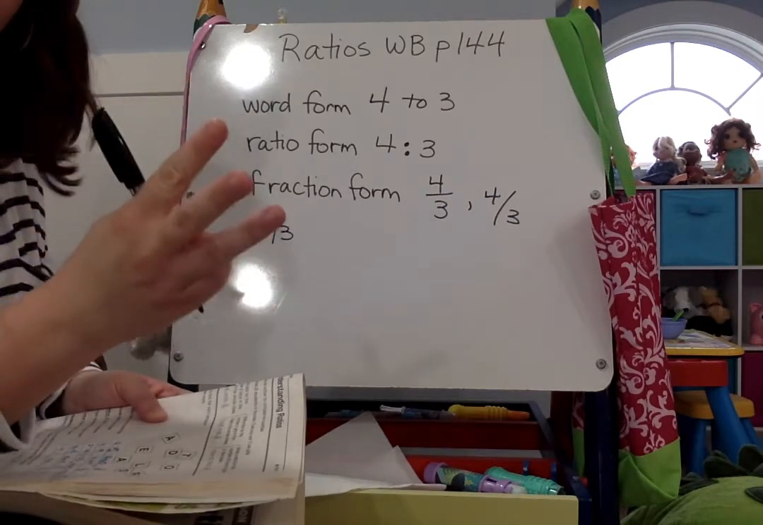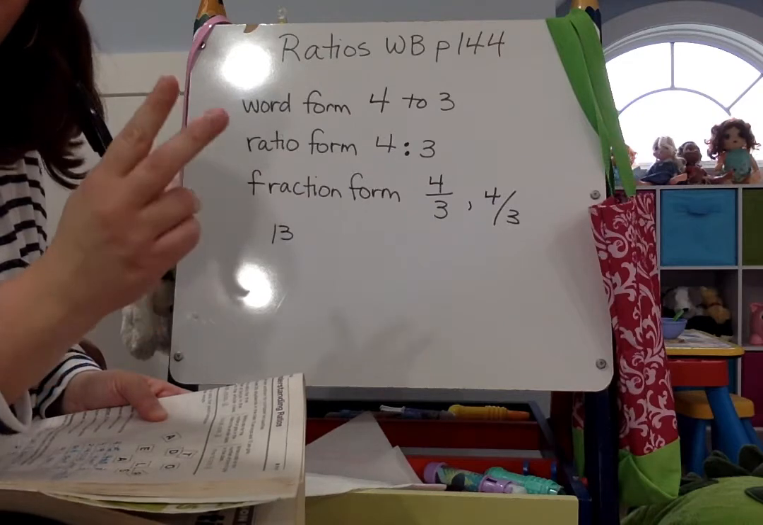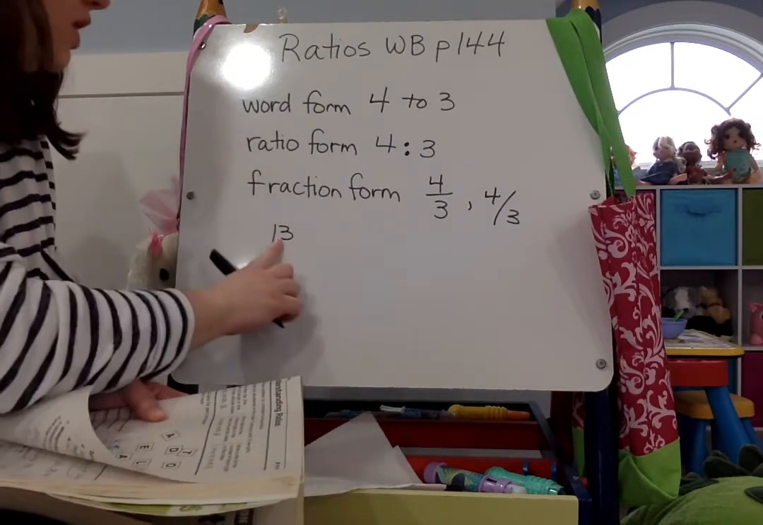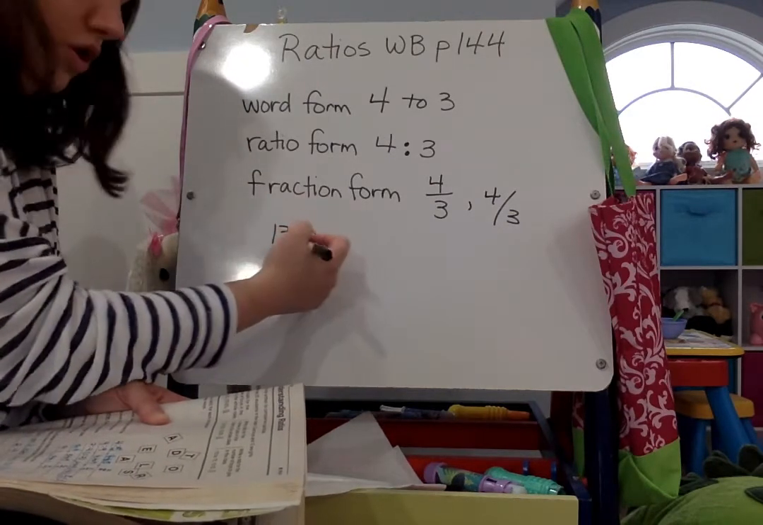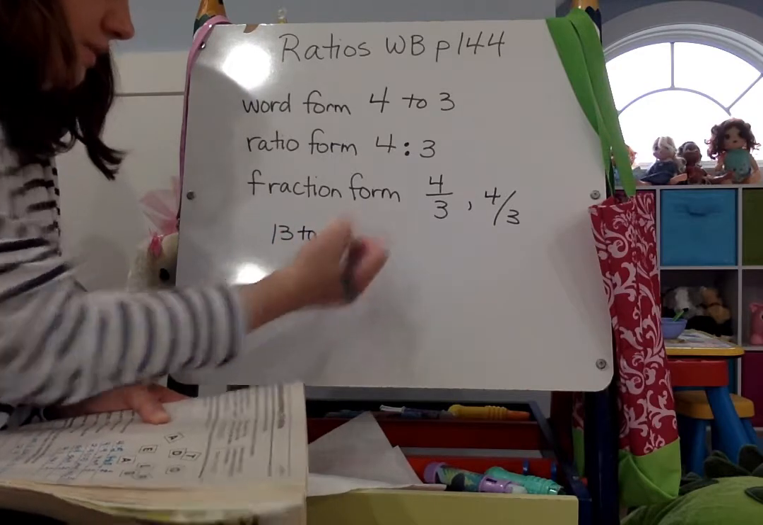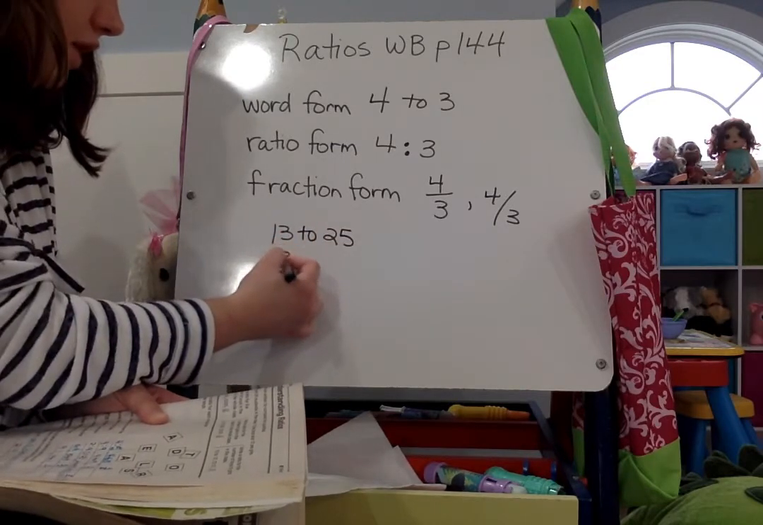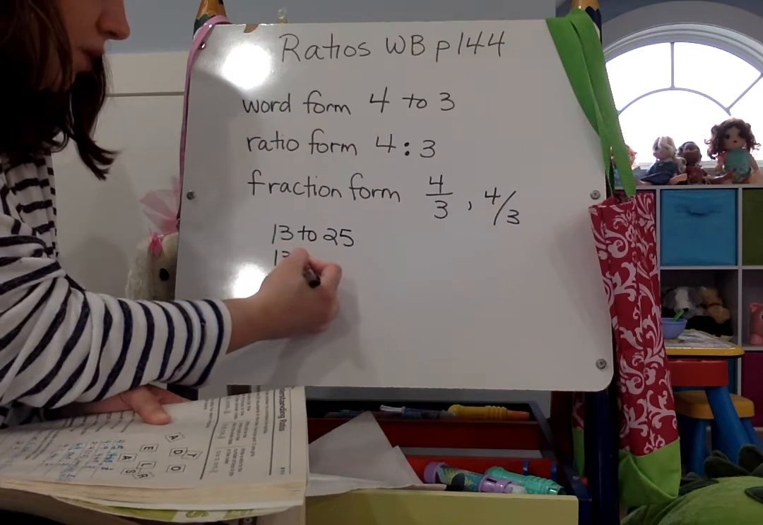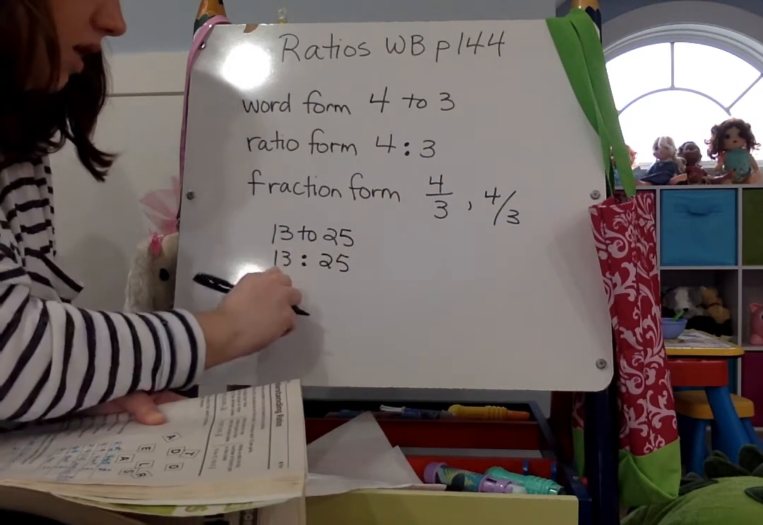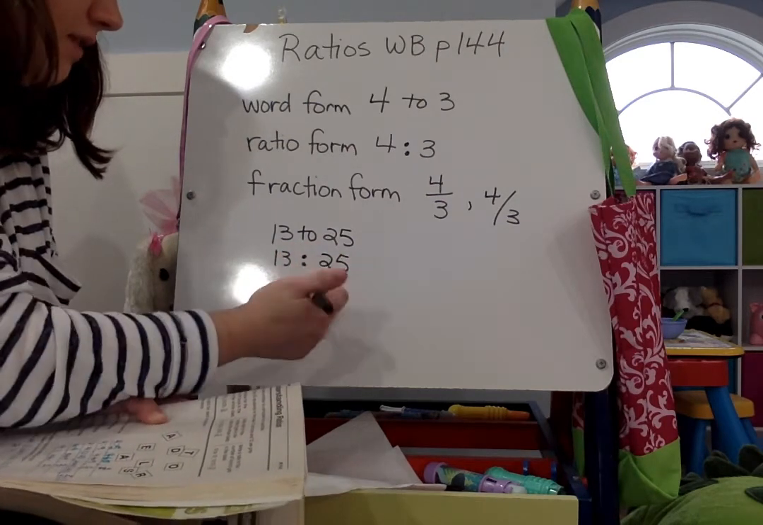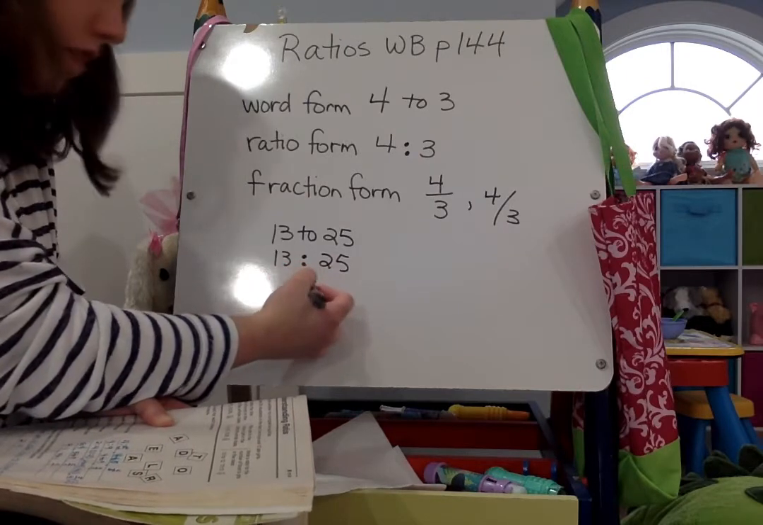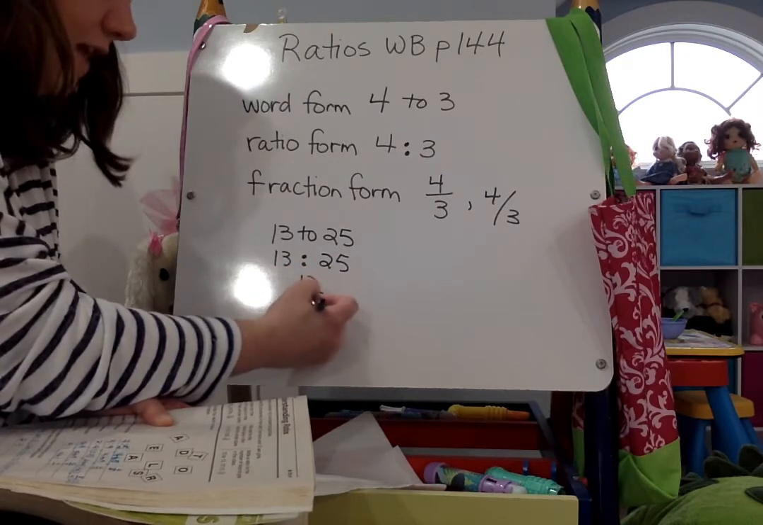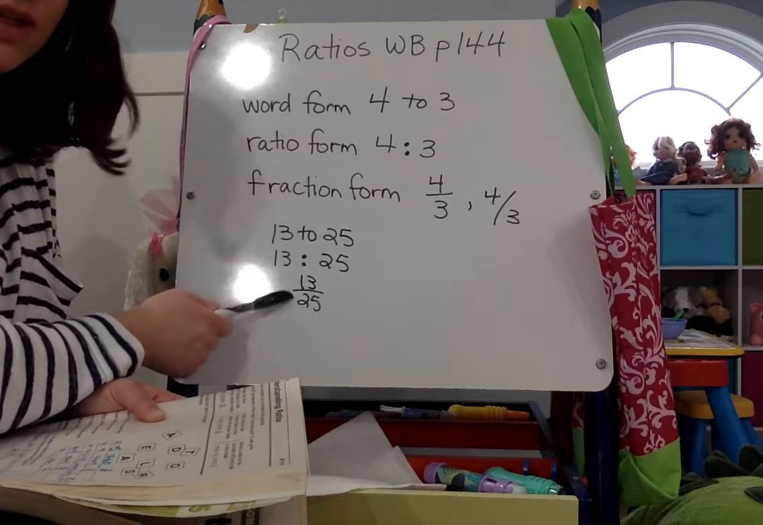And we're going to write that 3 different ways. We're going to write it word form, ratio form, and fraction form. So 13 to 25 students. Then we'll do it with a colon. 13 colon 25, but we would always also read this as 13 to 25. And then fraction form, 13 over 25. But you also read it 13 to 25.